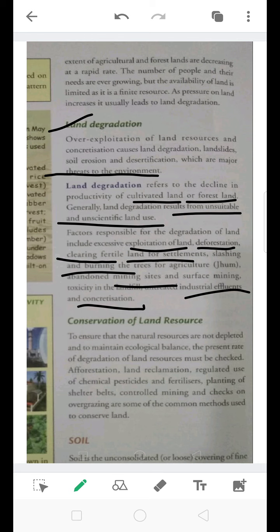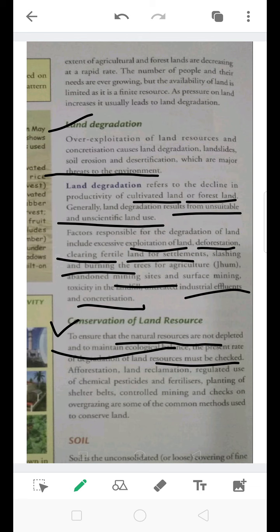We all know that land is a natural resource, and it is a limited natural resource. We cannot have extra from somewhere else. The only thing is how we can conserve it. Conservation of land resources takes place to ensure that the natural resources are not depleted and to maintain ecological balance. The present rate of degradation of land must be checked. That means we are not overusing it. We are not putting more fertilizers than required. Afforestation should be there. People should not cut down forest areas unnecessarily for their own use.